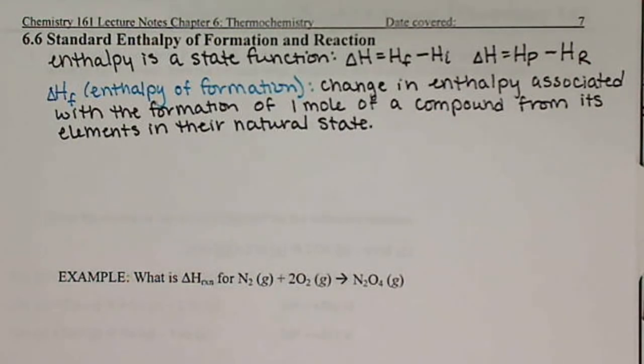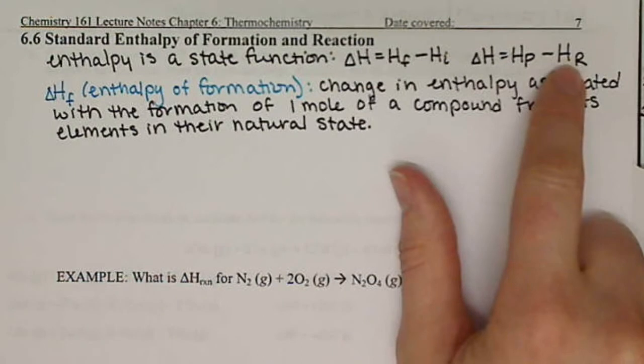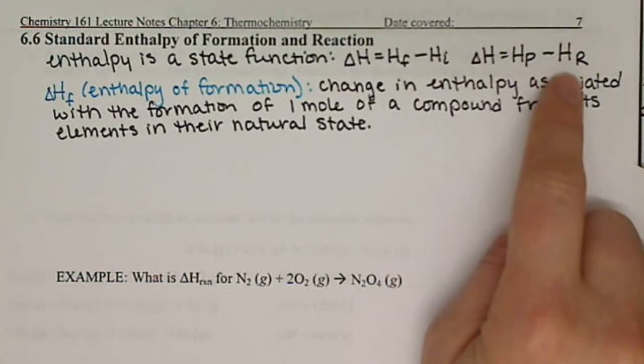So our enthalpy of formation is the change in enthalpy associated with the formation of 1 mole of a compound from its elements in their natural state. And we assume that when our elements are in their natural state, their lowest energy state, their enthalpy is 0. So for any formation that we do, our reactants component, or our initial component, would be 0.